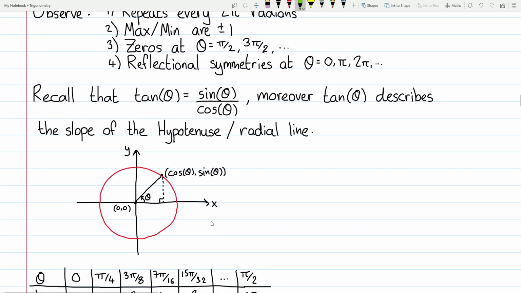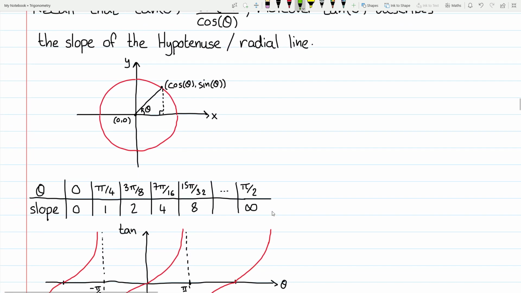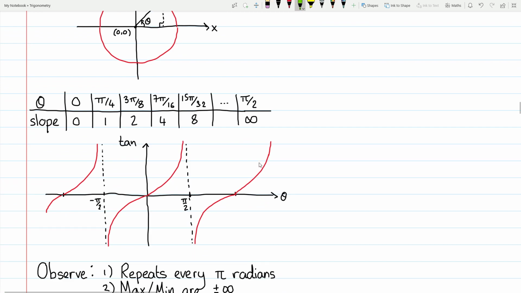Now, how do we graph the tangent function? Now, in the talk, I omitted this due to time. I'm just thinking if I want to go through it.